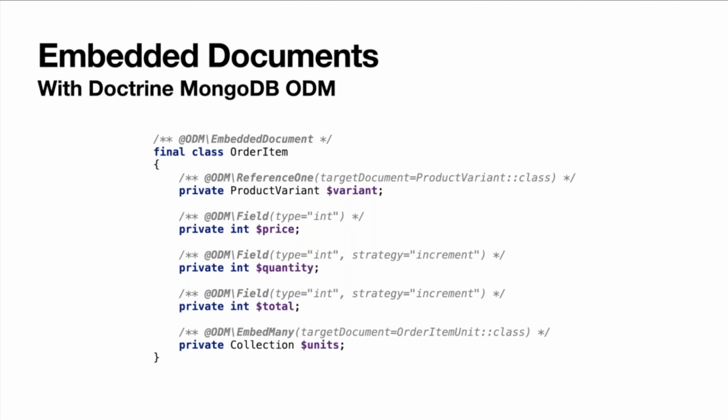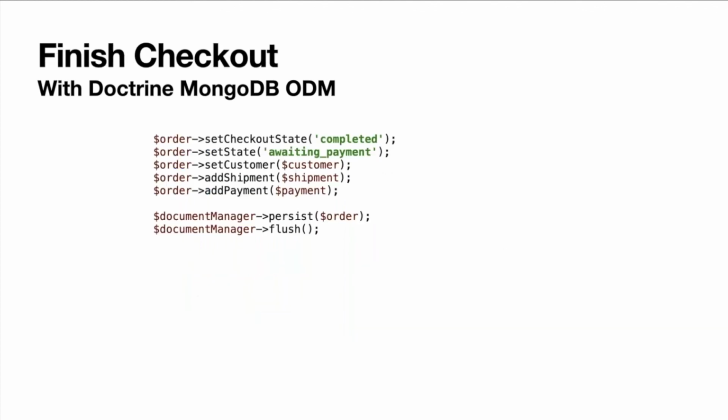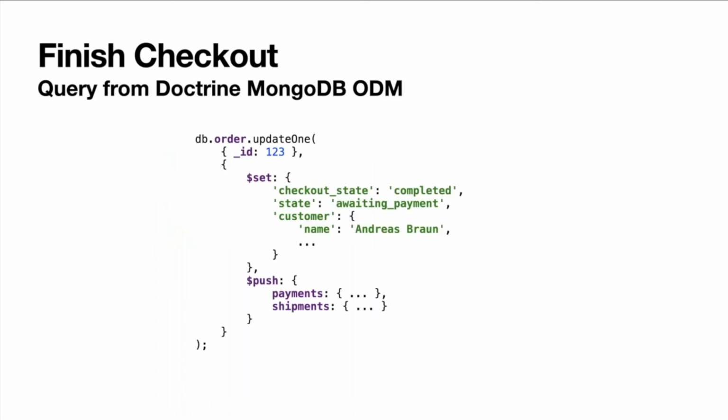And to do the examples from before in reverse order, obviously this is your typical Doctrine handling. We set the checkout state to something, we set the state, add customers and shipment data, payment data, we persist it, and we flush it to the database. And it produces exactly this query where it sets some data, it pushes the new payments and shipments. That's what ODM does by default for any embed many and reference many objects. It uses push strategies. And so this is the exact same query that we already saw before.